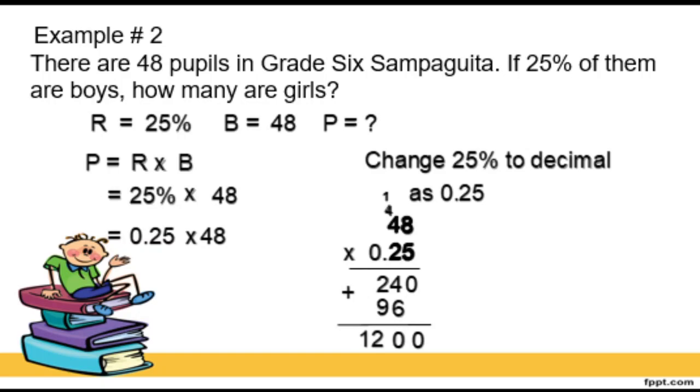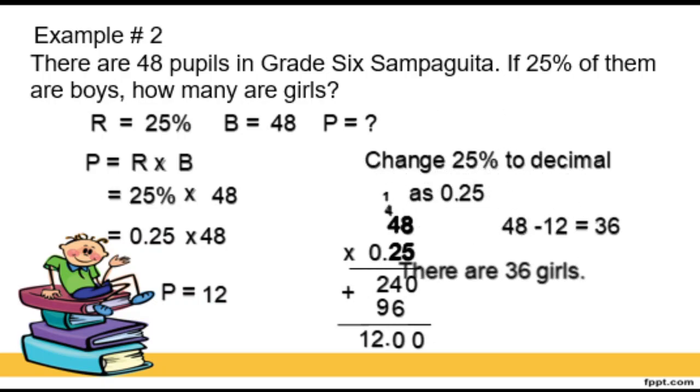So how many decimal places? There are 2. 1, 2. So the decimal point is located between 2 and 0. Therefore, the boys in grade 6 Sampaguita is 12. And then you have to subtract. There are 48 pupils. 48 minus 12 is 36. So, how many are girls? Therefore, there are 36 girls in the class.